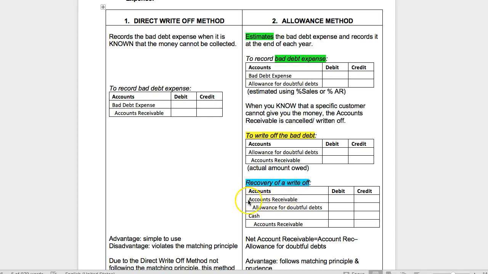Now, to do this, you need to do two journal entries. This first journal entry here is flipping over the write-off. So we reverse the write-off, and when we do that, we're putting accounts receivable back as an asset. And then the second journal entry, this journal entry here, will increase the cash that you now receive from the customer, and then you decrease the accounts receivable.